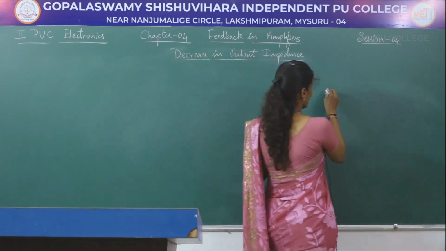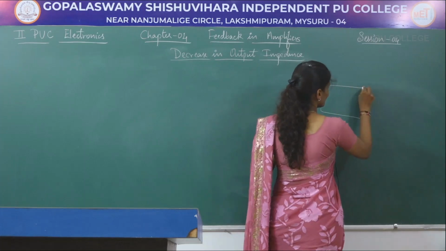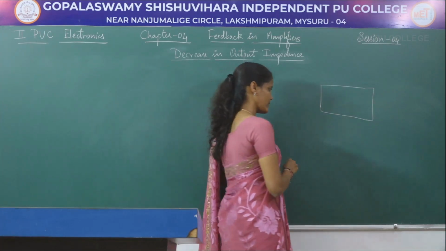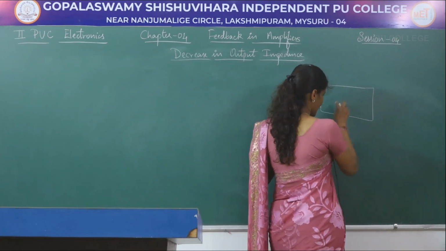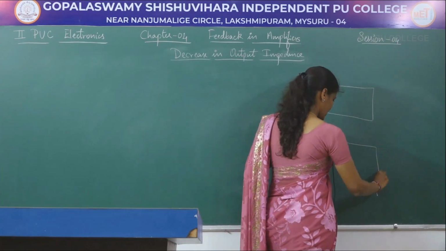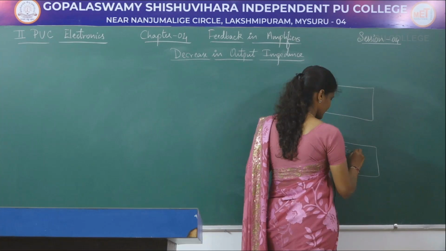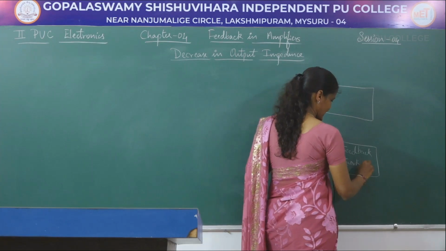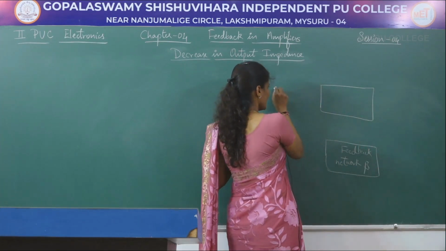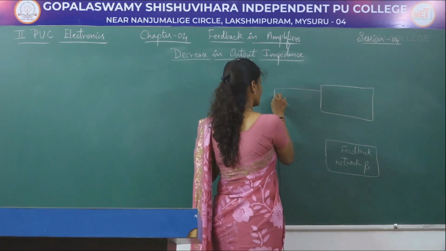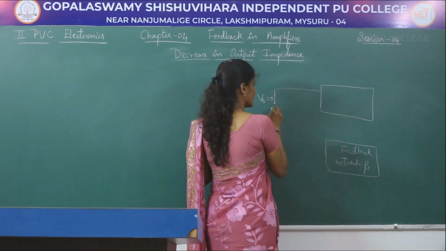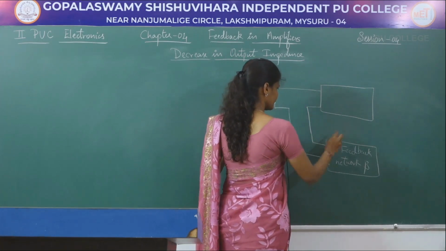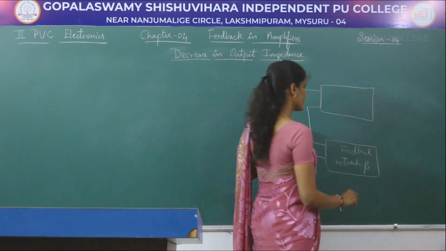Now let us draw the diagram which is used in order to decrease the output impedance of an amplifier circuit. Here I have a basic amplifier block. Below that I will have a feedback network. This is the feedback network, which has a gain of beta. I told you the input source must be shorted, so Vs must be equal to 0. This is very important to decrease the output impedance.